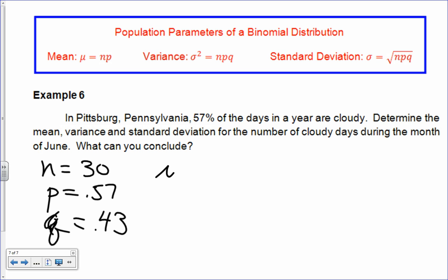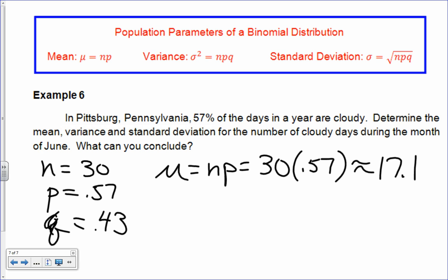Okay, so mu. You just take n times p. Again, it makes sense. So there's 30 days times the probability of 0.57. So approximately about how many would I expect? About 17.1. Okay. Well, part of that day is cloudy. Yeah, partly cloudy. All right, variance. Sigma squared. Well, basically take the 17.1 I already know from the first one, which is n times p, right? And take it times q. That's what I would do. And q was 0.43.